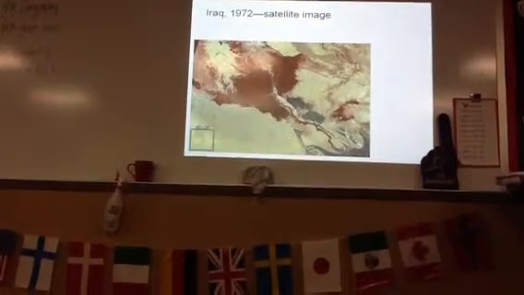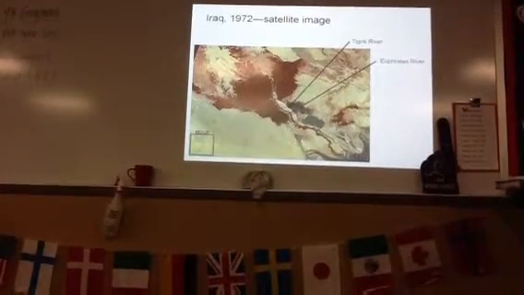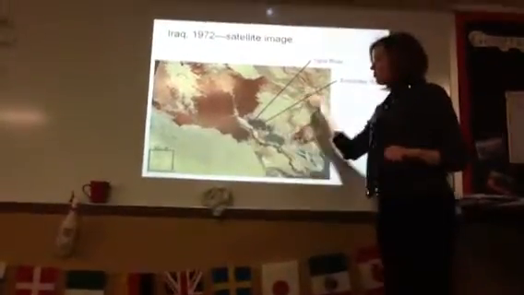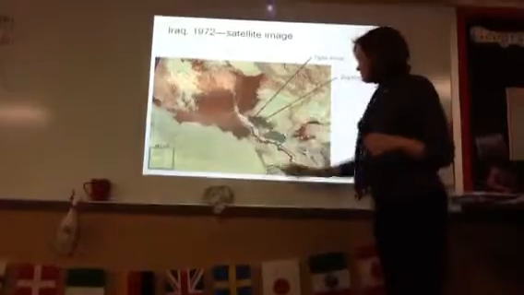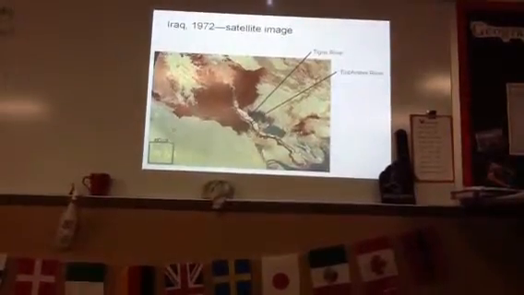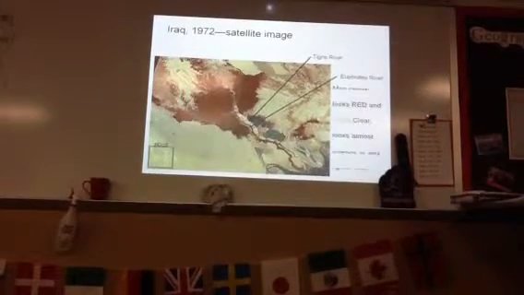So, this first image I'm going to show you is from 1972. Okay? This right here is the Persian Gulf. Got the Tigris River, you got the Euphrates River. This is Iraq, this is Kuwait. Fair enough? Y'all with me? Okay. Not losing you yet.